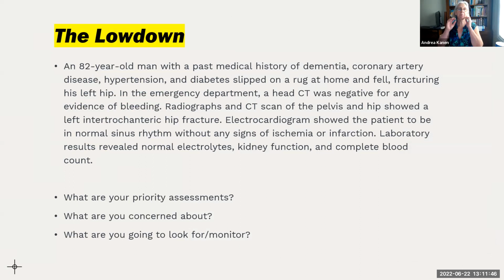Okay. So, 82-year-old with a past medical history of dementia, coronary artery disease, hypertension, and diabetes slipped on a rug at home and fell, fracturing his left hip. Cannot tell you how many times you're going to hear that in real life. In the ED, a head CT was negative for any bleeding. Radiographs and CT scan of the pelvis and hip showed a left intertrochanteric hip fracture. EKG showed the patient to be in normal sinus rhythm without any signs of ischemia or infarction. Lab results revealed normal electrolytes, kidney function, and complete blood count. What are the priority assessments here? What are you thinking?